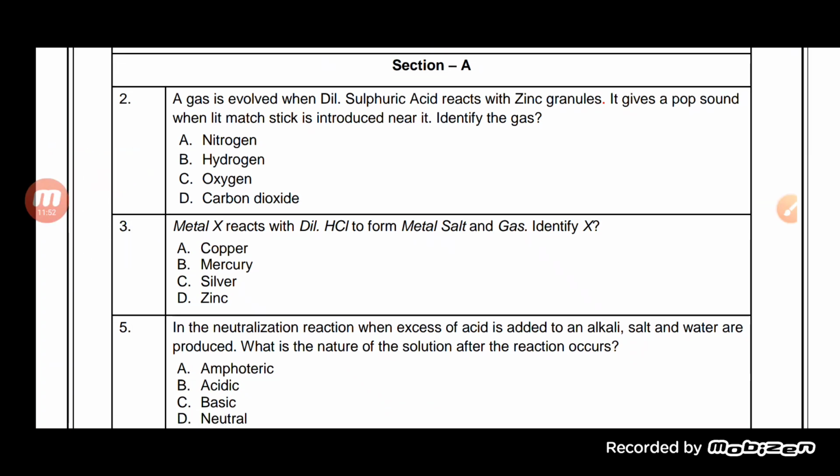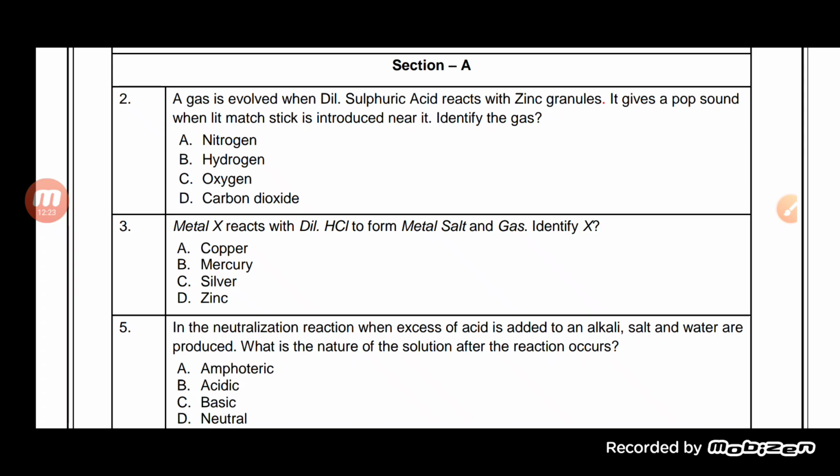So these are some of the questions from the case study. Now let us see a few more questions, students. Here the question is: a gas is evolved when dilute sulfuric acid reacts with zinc granules. It gives a pop sound when a lit matchstick is introduced near it. Identify the gas.